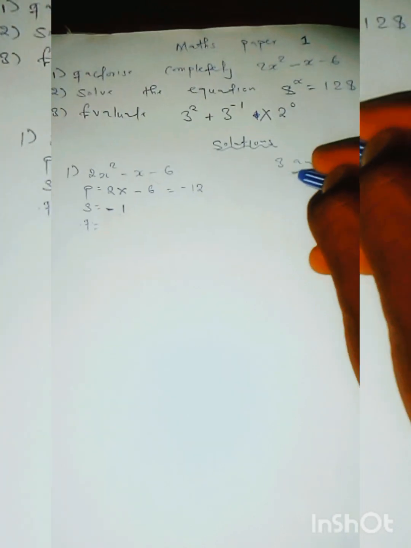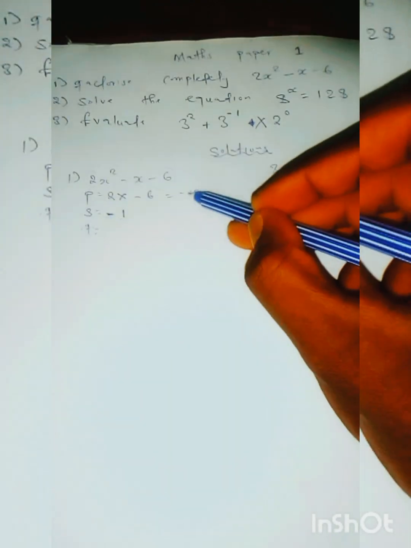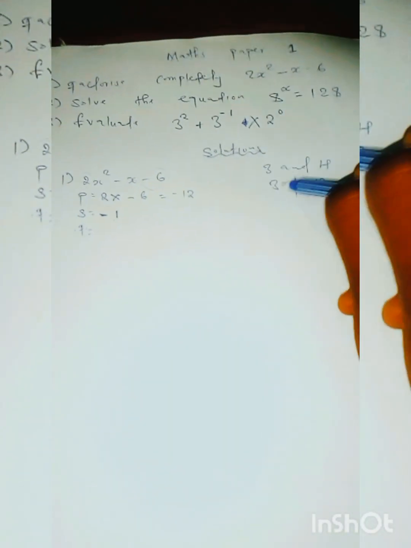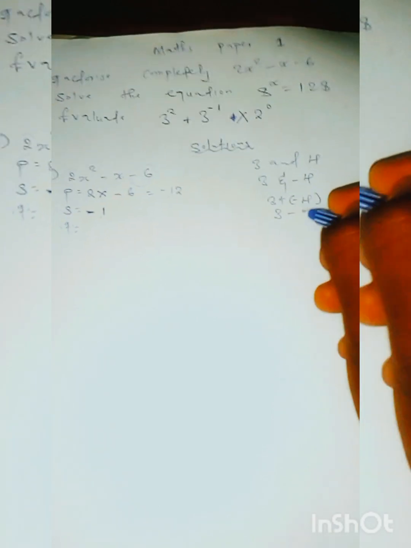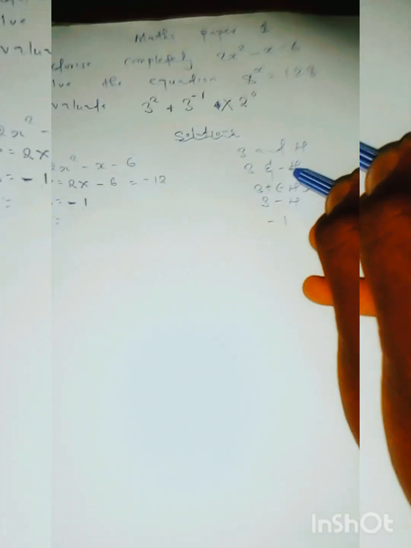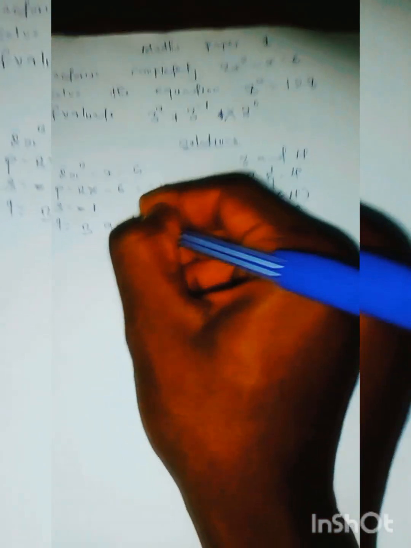Then let's try to make one number a negative. So let's have 3 and −4. 3 times −4 gives us −12. Then 3 plus −4, we are going to have 3 − 4, which is −1. So 3 and −4 qualify to be factors of this expression. So 3 and −4 are the two factors.